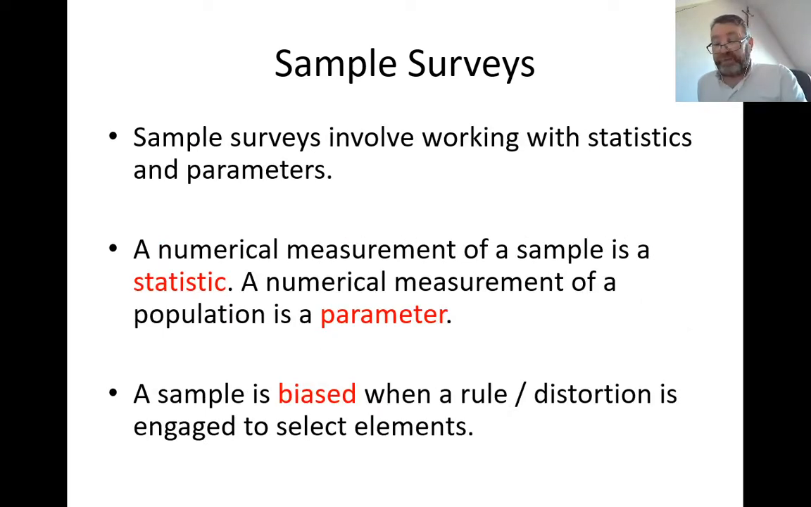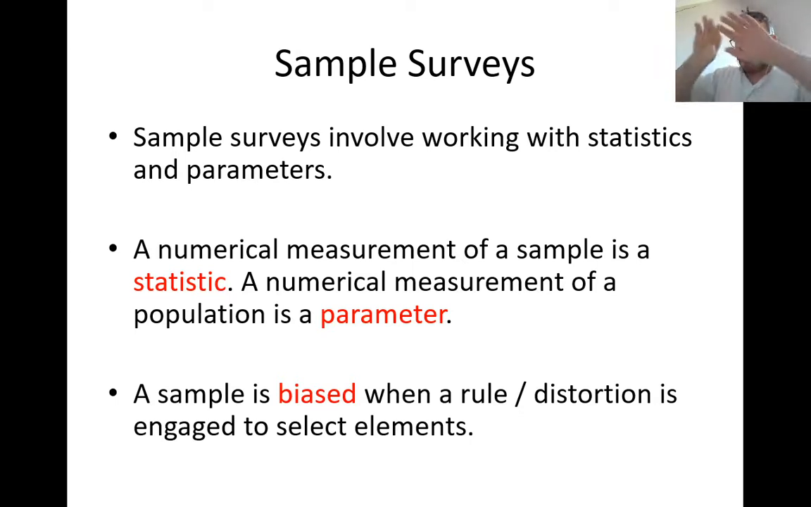Sample surveys involve working with statistics and parameters. Again, 2 words, and you'll see them in red in the second paragraph. A numerical measurement is a statistic. What's your height? 5'2". That is a statistic, because it's an individual numerical measurement. So if you take your sample of people and start asking them about their heights, hoping that they're randomly selected and reflect in some way the major population, then the data you're taking from the sample is a statistic.